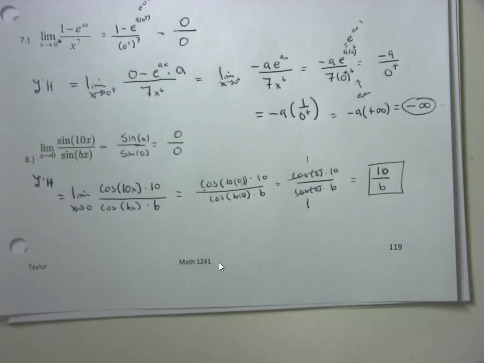In WebWork, b will be arbitrary. You will type in 10 divided by little alpha b. There you go. Does that make sense?